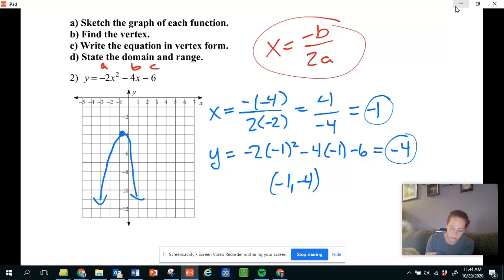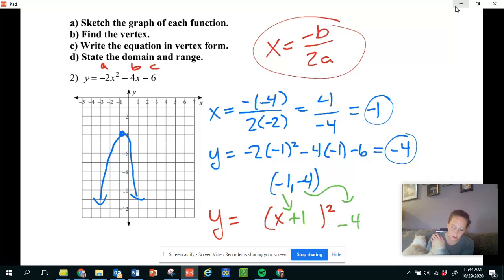To put that in vertex form, I start with this outline of vertex form, right? And then I'm just going to plug the numbers in. So the x goes with the x, but I have to flip the sign. The -4 goes at the end. And whatever a is goes in front.